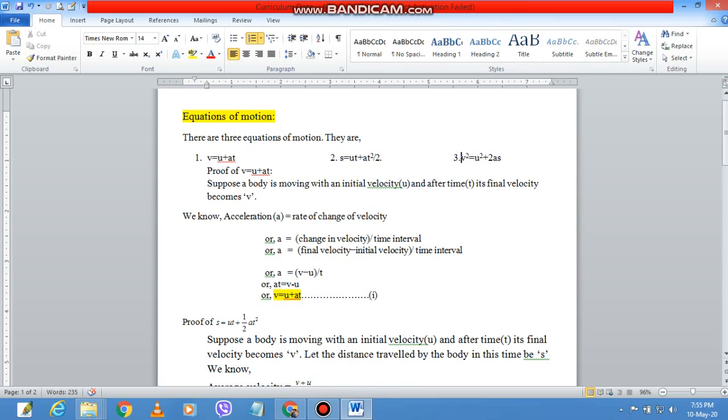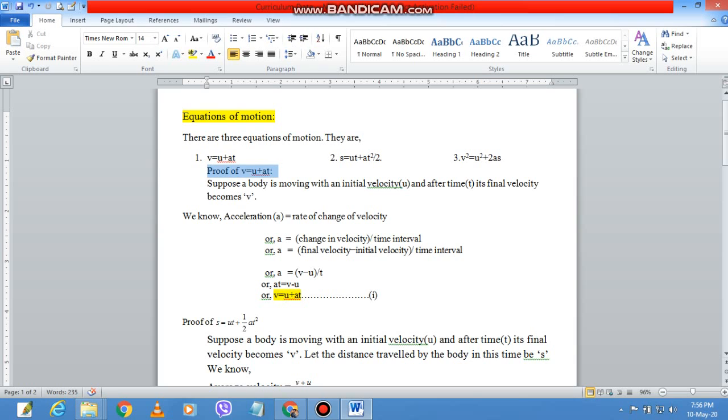There are three equations of motion and that can be summarized as the first one v equals u plus at, second one s equals ut plus half at square, third one v square equals u square plus 2as. Here the symbols v, u, a and t have the usual meaning. That means v is final velocity, u is initial velocity, a is acceleration, t is time taken and s is distance traveled.